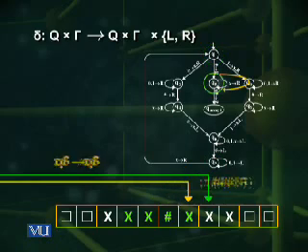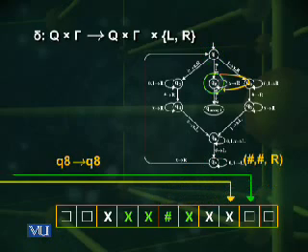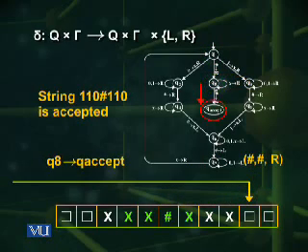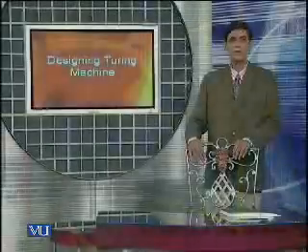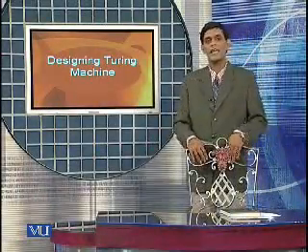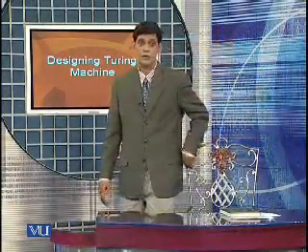We want to look at another example. Let us design one more Turing machine before we go on. Let's look at the language C, which is defined as follows. The language C consists of all strings A to the I, B to the J, C to the K, where K is I times J. We also want I, J, and K to be greater than or equal to 1.